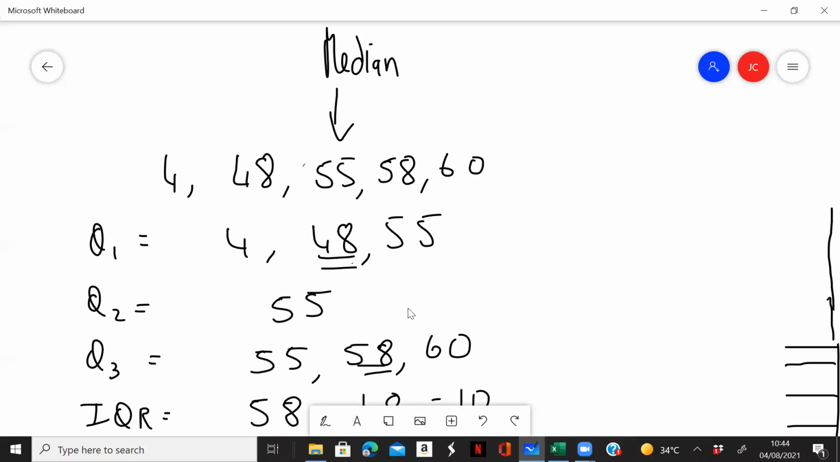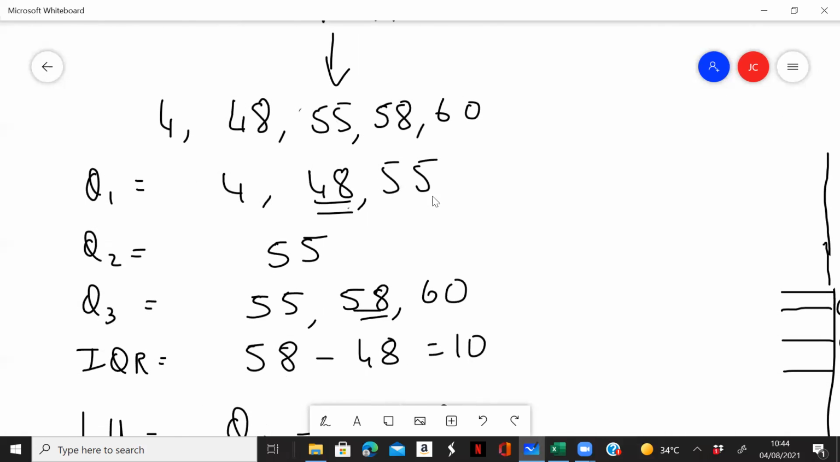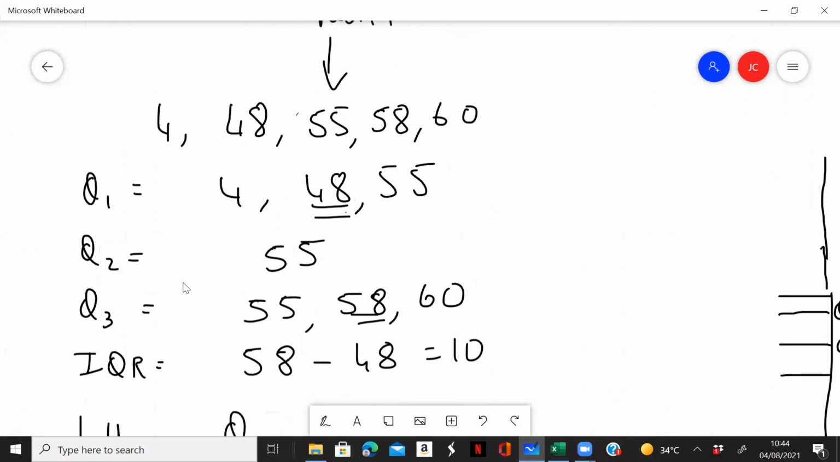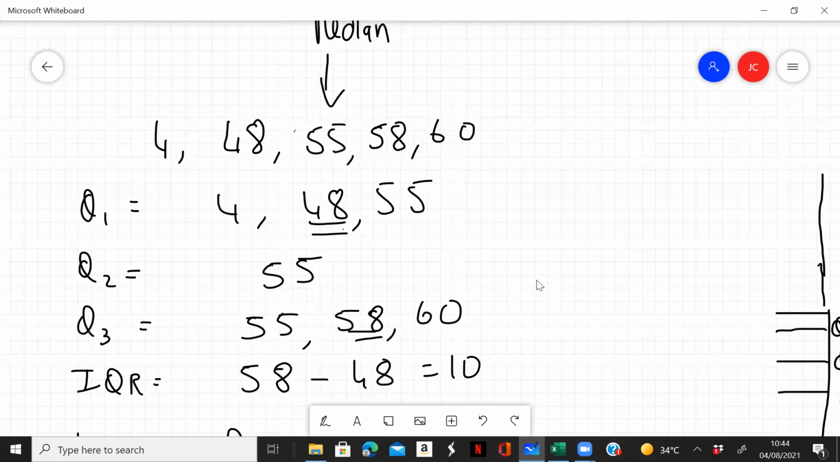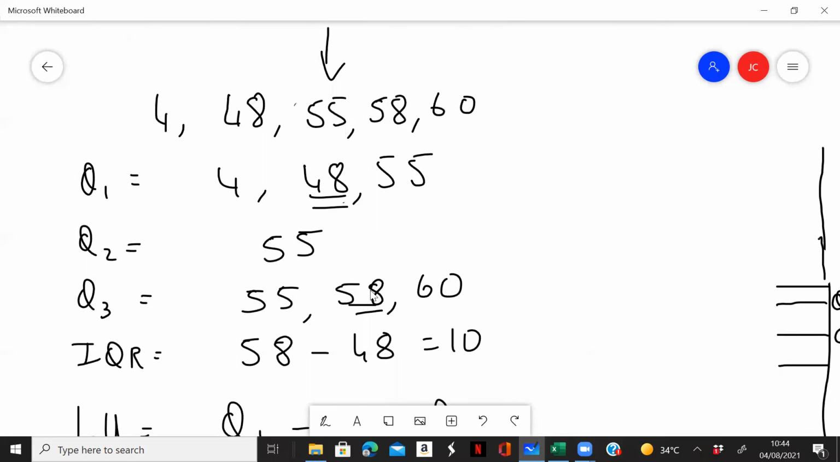Q2 is just the median, 55. So for Q2, there is nothing to worry about, it's always the median. And as by now you can imagine, Q3 is the median of the upper half of my numbers. So I take the upper half, 55, 58, and 60, and Q3 is simply the median of this batch. What is the interpretation? 75% of my students have obtained 58 in the exam or less. I repeat, 75% of my students have obtained 58 or less.